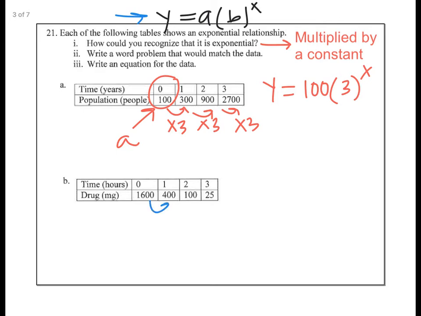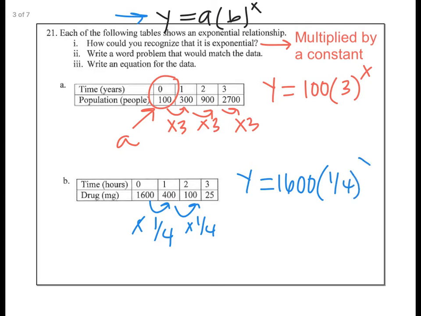For the second one, I'm getting smaller. So if I'm thinking, how do I get from 1600 to 400? I am multiplying by a fourth. So I have y is equal to 1600 times 1/4 to the power of x.